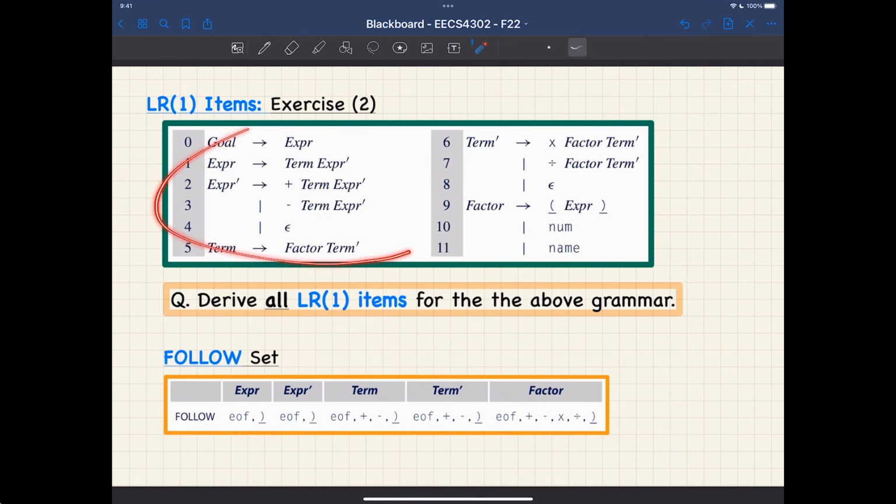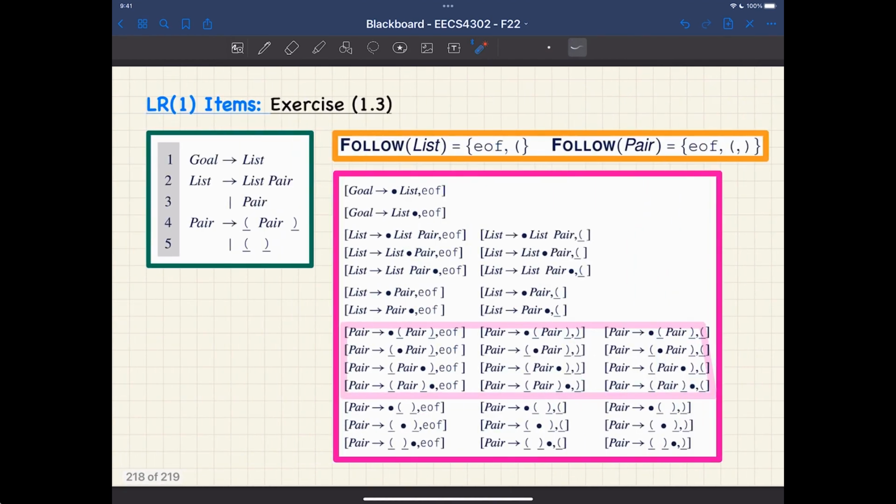Exercise number 2. Given this grammar, derive all the LR1 items. I would suggest before you even try to enumerate all the possibilities, come up with how many there should be. That should be easy for you to predict, and then try to enumerate them. I may not necessarily ask you to come up with the LR1 items for the whole grammar in the exam. I might just choose maybe 1 or 2 production rules, but it's hard to say. Maybe I'll give you a smaller grammar to enumerate, but at least you know how to do it. All right, so these are the 2 exercises for you.